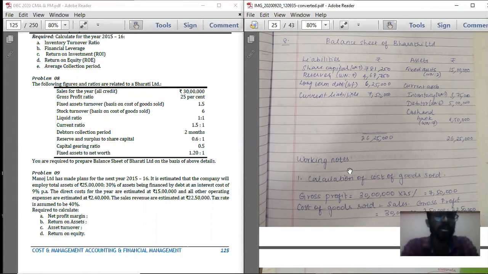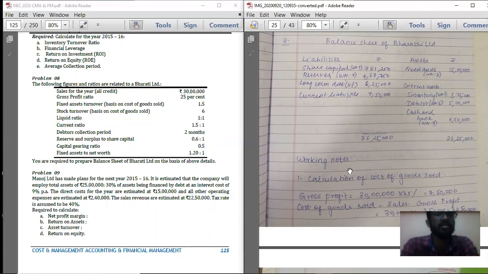Next they have given stock turnover ratio. What is the stock turnover ratio? Cost of goods sold divided by average stock. It is 6 times. So cost of goods sold 22,50,000 divided by 6 is the average stock, that is inventory. Next, liquid ratio. Liquid ratio is nothing but liquid assets divided by liquid liabilities, 1:1. Current ratio is current assets divided by current liabilities.